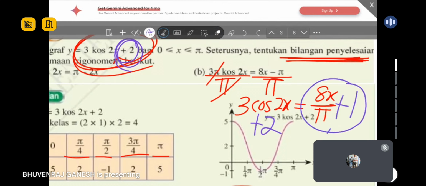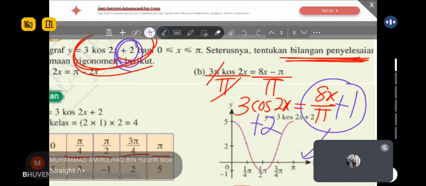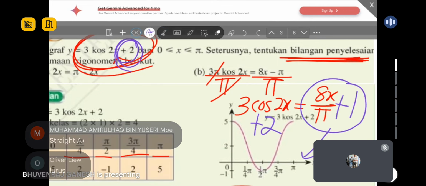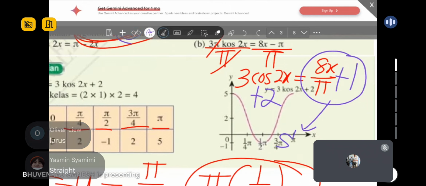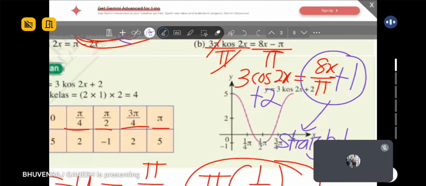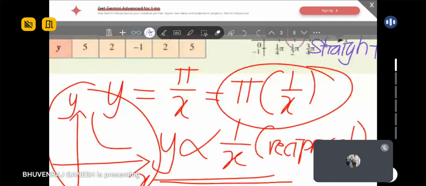Ini adalah jawapan. So guys, this graph, may I know, is it straight line or curve line? Garis lurus atau lengkung? 8x over pi plus 1. Now you think and see. Straight A plus. Maksudnya straight line lah. Correct, yes. Very good. Okay, graf garis lurus lah. Okay, straight. Okay, so why straight? Because y equal to mx plus c. You can see the format already. Okay, dia macam ni. So this is y equal to mx plus c. Okay, so you just need to draw a straight line.